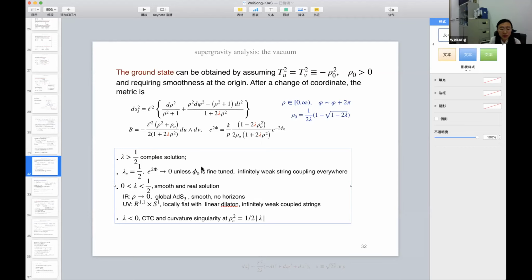One can also consider when lambda is less than 0. Then this geometry will have a closed timelike curve, and it will also have a curvature singularity at a certain point that is related to lambda.